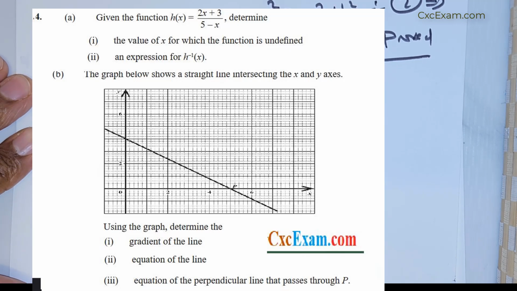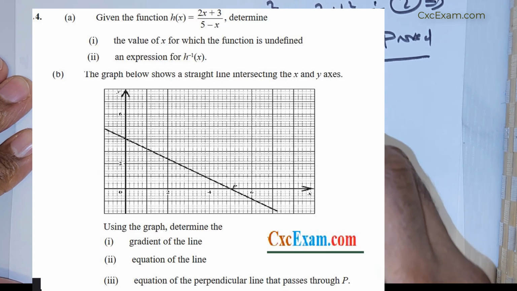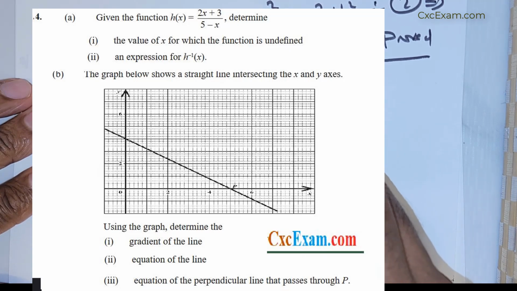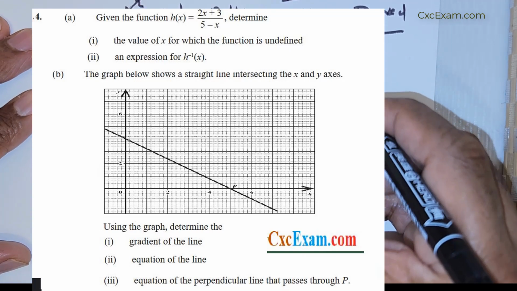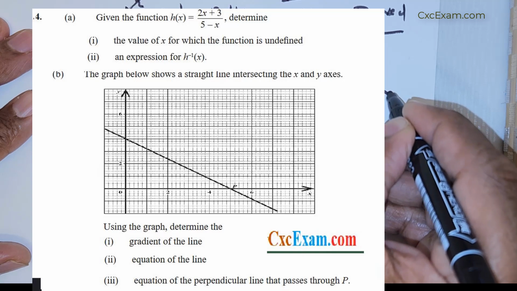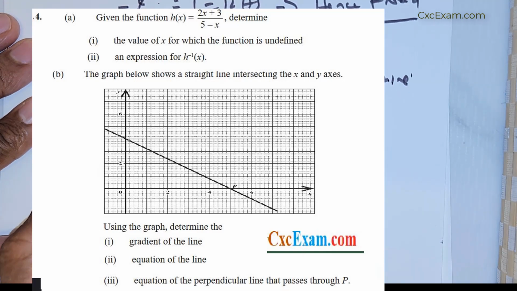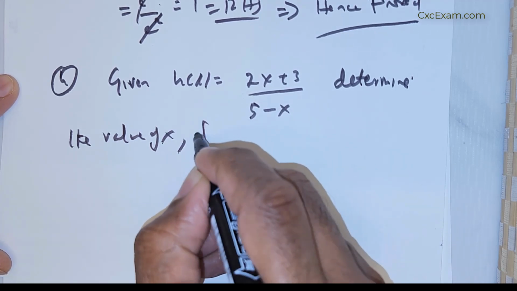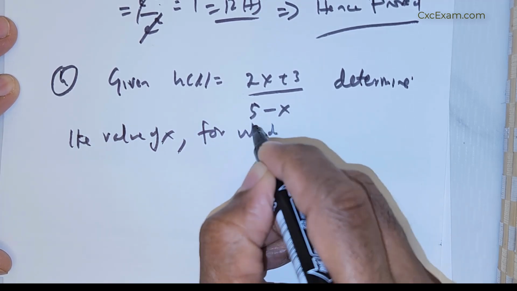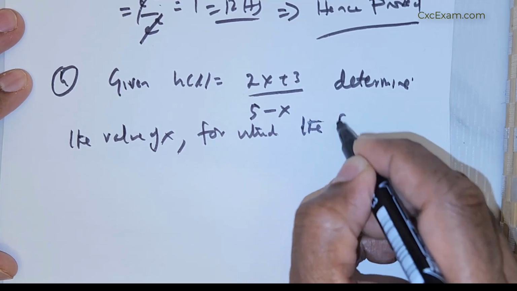This is question number 4. Given h of x is (2x + 3) over (5 - x). The question wants us to determine the value of x for which the function is undefined.